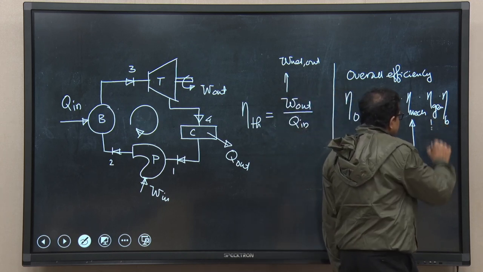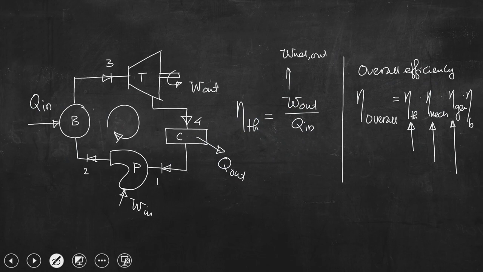Third is the efficiency of the generator. Even though some amount of energy is available at the shaft of the turbine, this shaft is also connected to the shaft of an alternator, from where you get electricity. So, this is the common shaft, and it is connected to the shaft of an alternator or generator. The work available at the turbine shaft is not going to produce an equal amount of electricity, because some losses will be there.